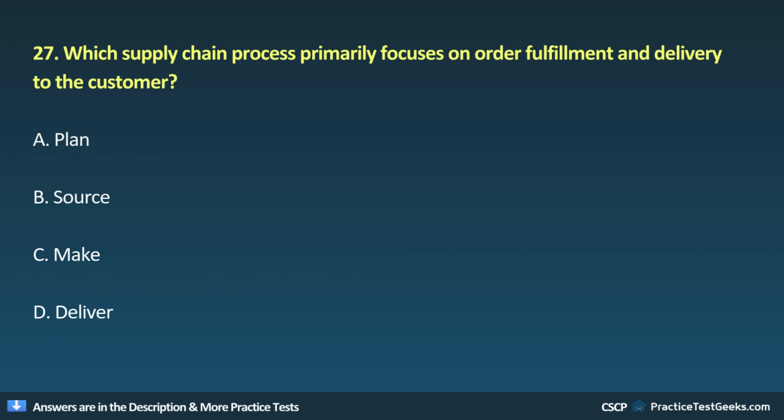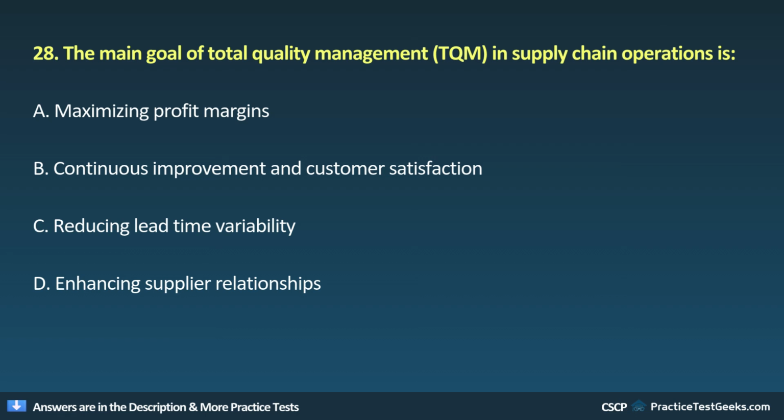27. Which supply chain process primarily focuses on order fulfillment and delivery to the customer? A. Plan. B. Source. C. Make. D. Deliver.